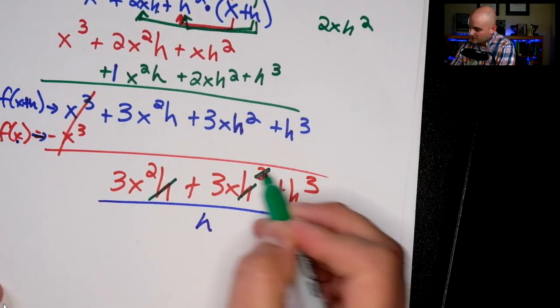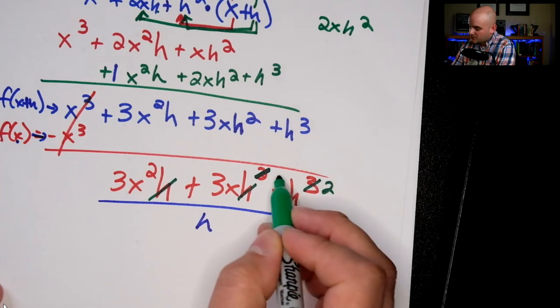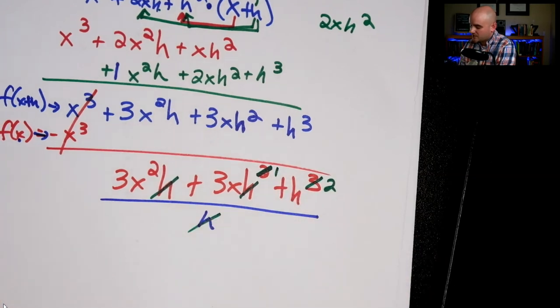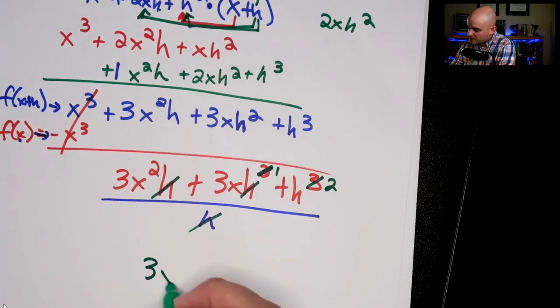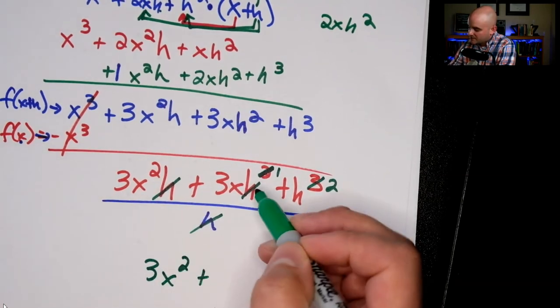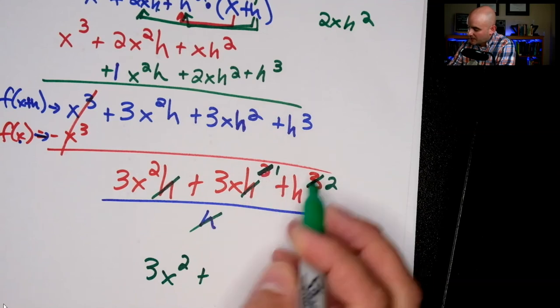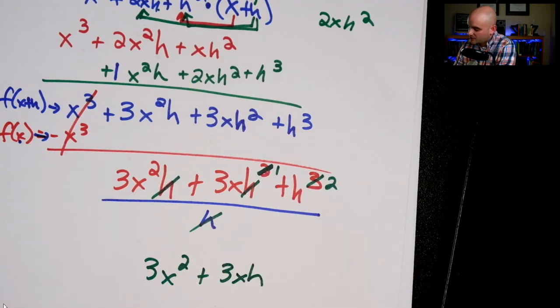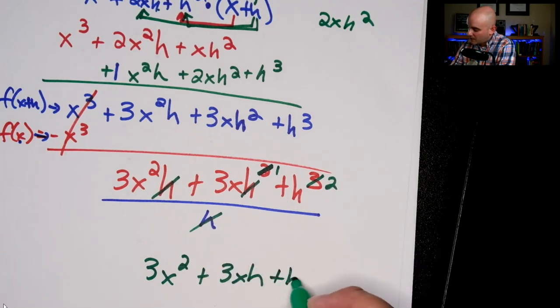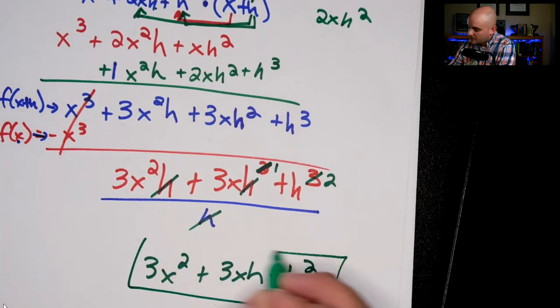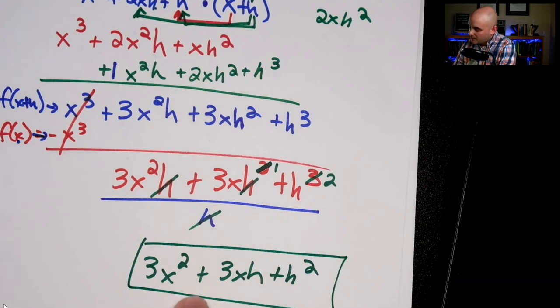This one's still going to have an h there, and this one's going to become a 2. So that becomes a 1, that becomes a 2, and that cancels. So basically, we're going to get 3x squared plus, this was h squared, so when you divide it by h, you're going to get 3xh. And this was h cubed, so when you divide it by h, you get h squared. And this is our answer. Now, just make sure nothing else can be combined here. I don't see anything else.